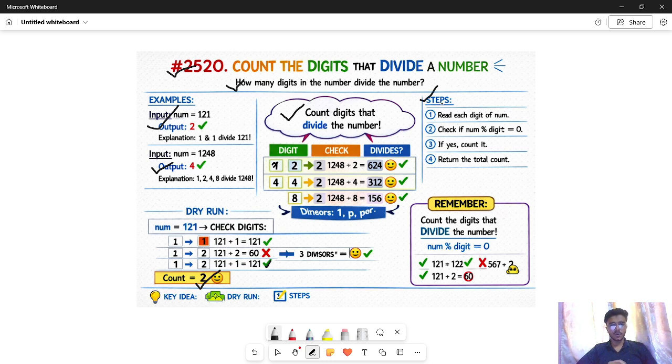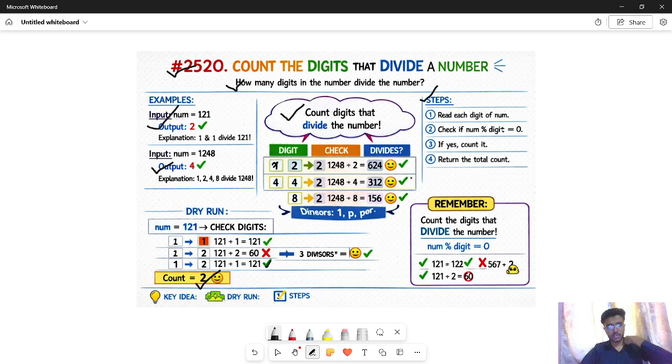Steps: first, read each digit of num. Second, check if num percent digit equals 0. Third, if yes, count it. Fourth, return the total count.